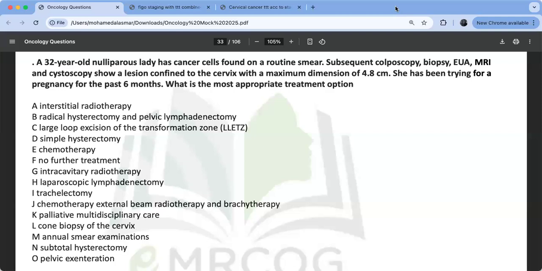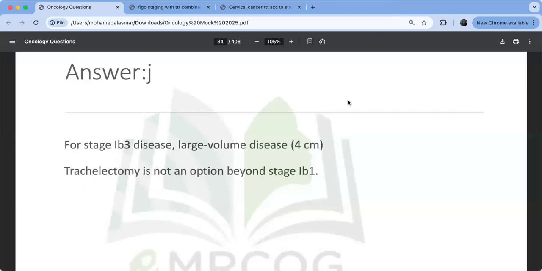So what will you advise? This is the start of what? It's confined to the cervix, not extending anywhere. It's the beginning of CCRT. Yes, well done, my friends. So you will choose the option with a combination of chemo and radiotherapy, because with a large tumor, more than 4, trachelectomy is not an option.